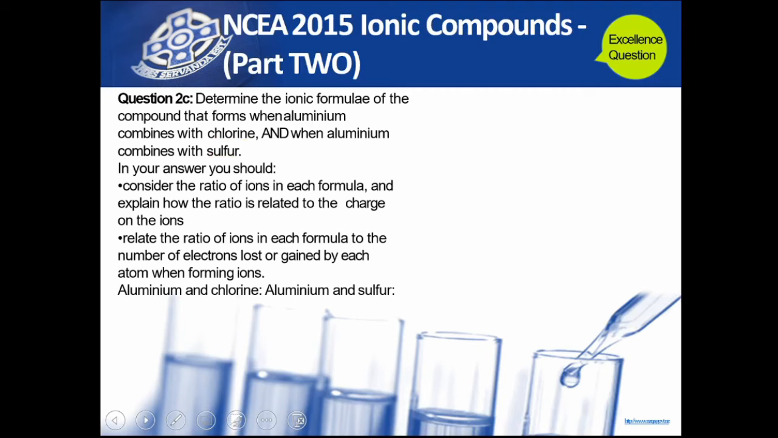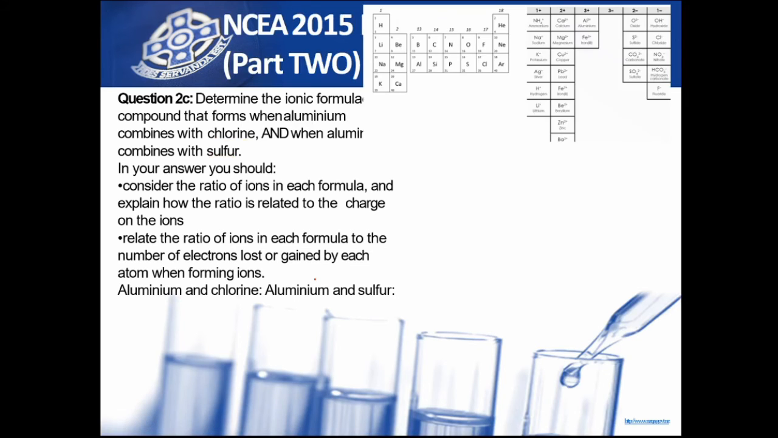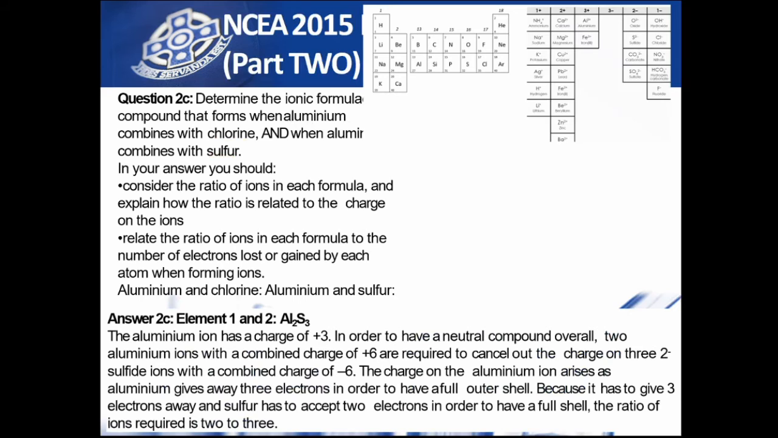Then we looked at aluminium and sulfur, and again the model answer is the aluminium ion has still got 3 plus. In order to have a neutral compound overall, 2 aluminium ions with a combined charge of +6 are required to cancel out the charge of 3 sulfide ions, because they are 2 minus. And when you combine those 3, they will give you a charge of 6.